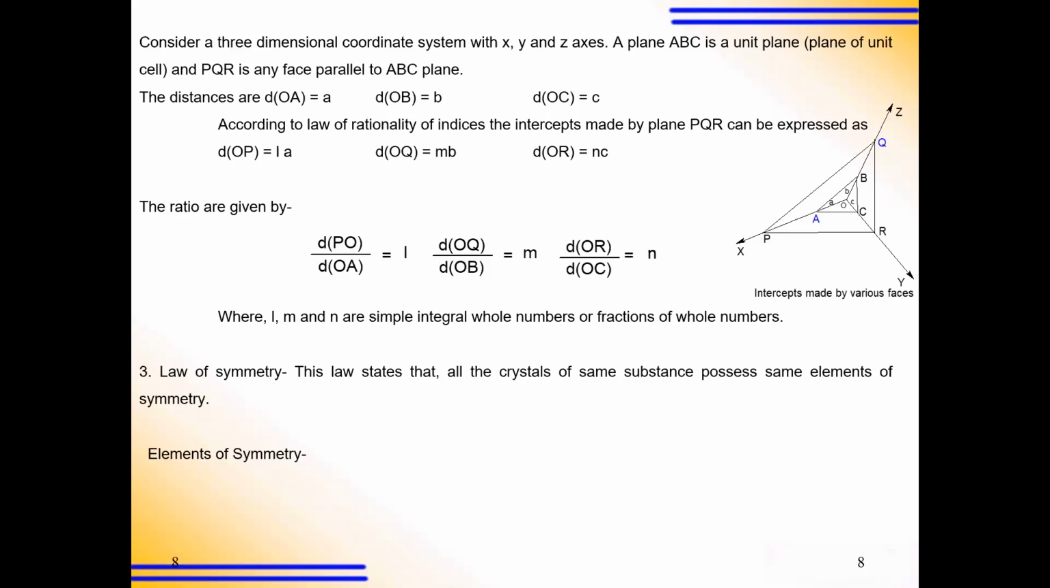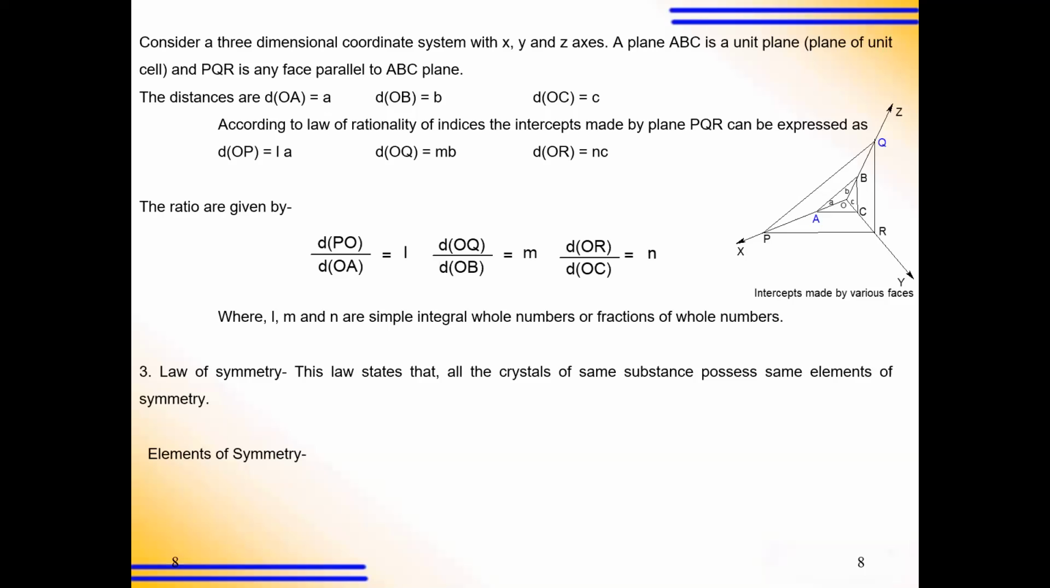The law of symmetry is stated that all the crystals of the same substances, the crystals असतील सारख्याच substances possesses the same elements of symmetry. सारखेच element of symmetry तो काय करतोय, दाखवतोय. Crystals can have 7 types of symmetry. Crystals ला 7 पद्धतीच्या 7 types of symmetry असतात. But we are concerned with the following 3. So out of these 7, we are concerning the 3 elements of symmetry.